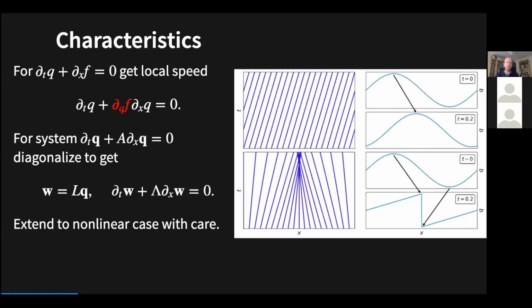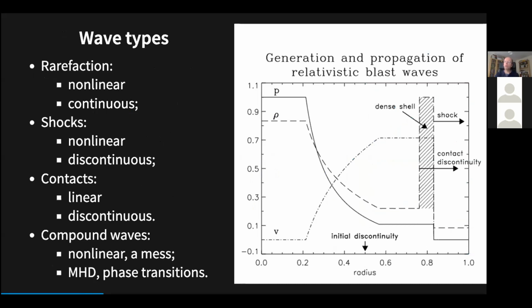Okay, so moving forward, we want to use the characteristic viewpoint to discuss the basic wave types, because they're each going to have a role to play in what comes. So the picture here is starting from very simple initial data. What it's doing is solving the shock tube problem, sometimes also called the Riemann problem, depending on context. So the initial data is piecewise constant. The initial discontinuity is at 0.5.